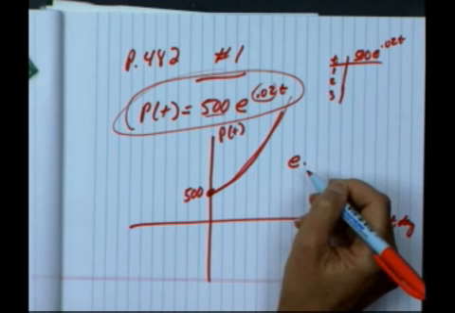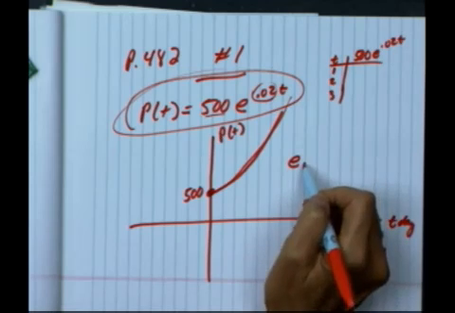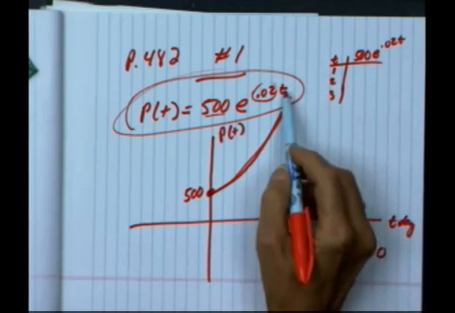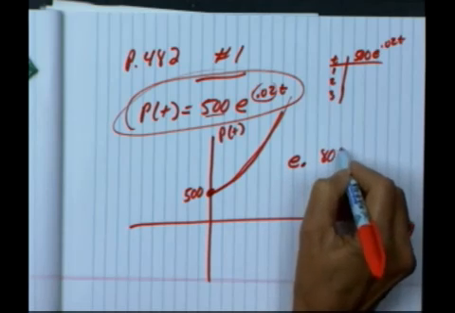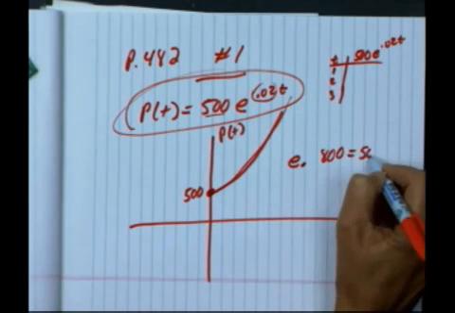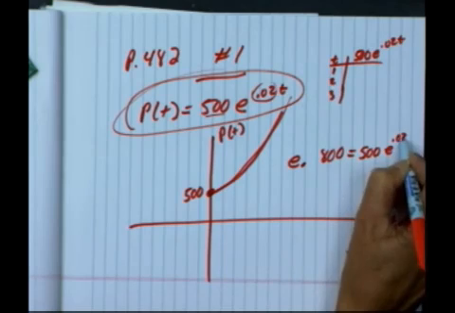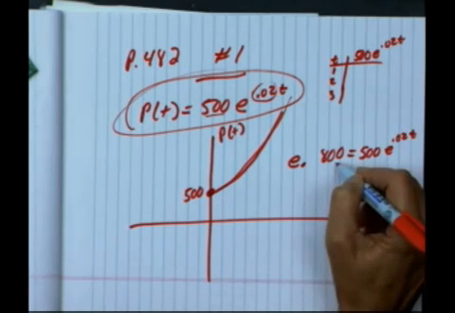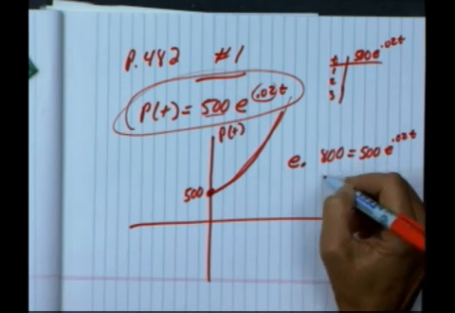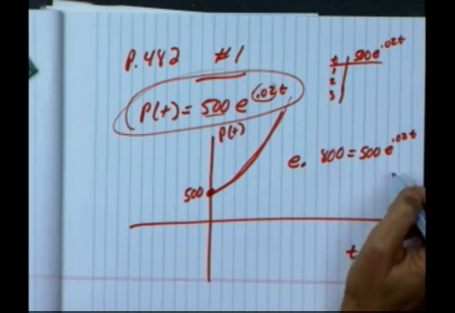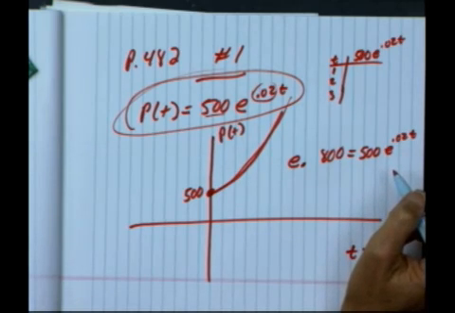Okay, E. When will the insect population reach 800? What are you looking for when you want to know when? T. You would say 800 equals 500 e to the 0.02 t. Remember, you divide by 500, take the log of both sides, and go for it. Is everybody good? Tell me if you're not.